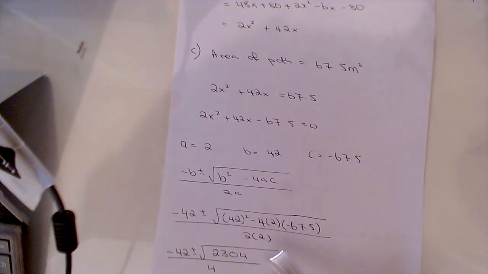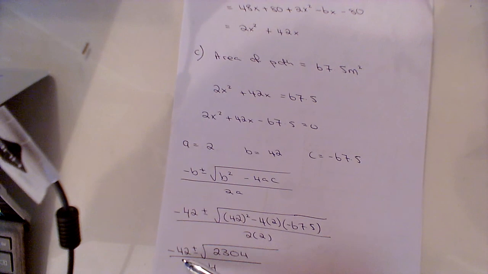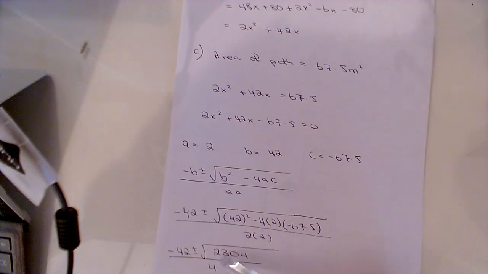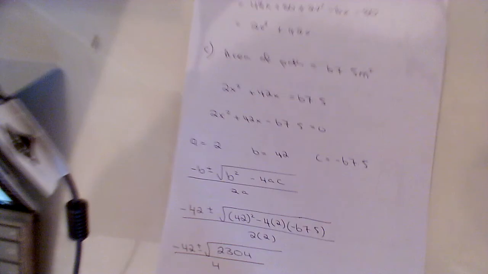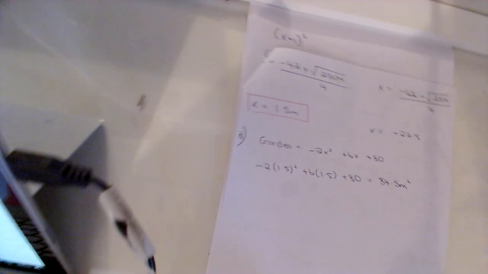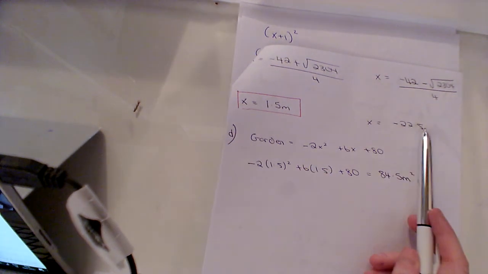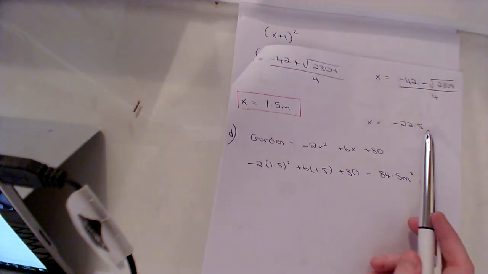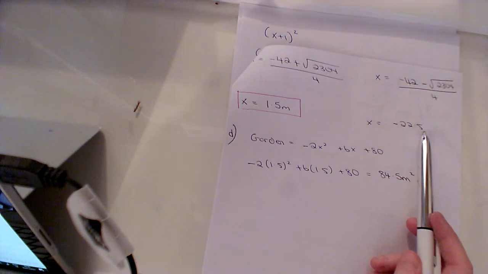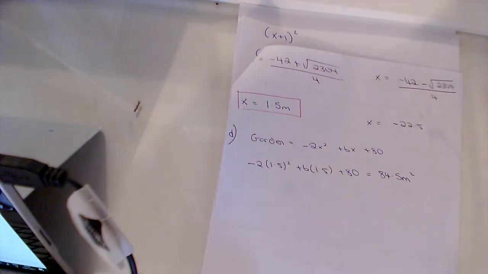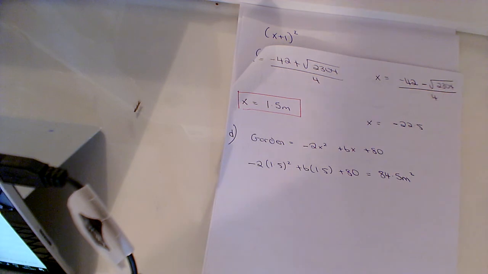And when I work it out, I have that x is equal to 1.5 meters, and I also have that x is equal to minus 22.5, but as we're dealing with area I can't possibly have a negative value, so I can only accept that x is equal to 1.5 meters. And then part D of this question says hence find the area of the garden. So I had worked out the area of the garden was this, and now that I know x is 1.5 meters, I sub in and I get 84.5 meters squared for the garden.